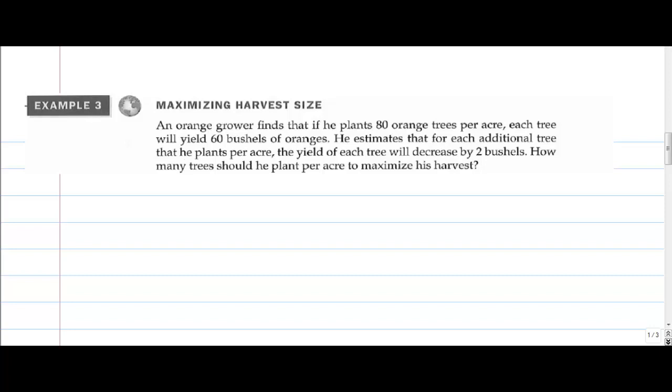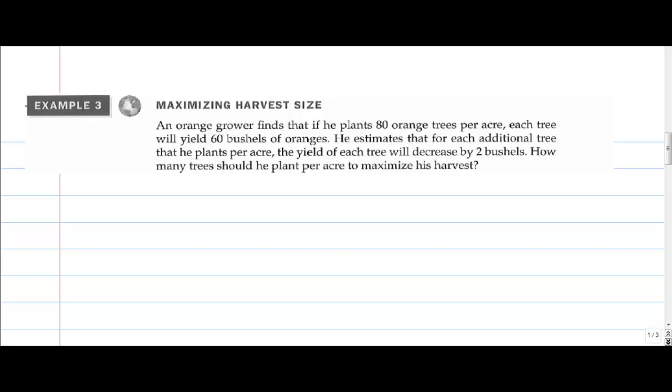So you have an orange grower. He finds that if he plants 80 orange trees per acre, each tree will yield 60 bushels of oranges. He estimates that for each additional tree that he plants per acre, the yield of each tree will decrease by 2 bushels. How many trees should he plant per acre to maximize his harvest?